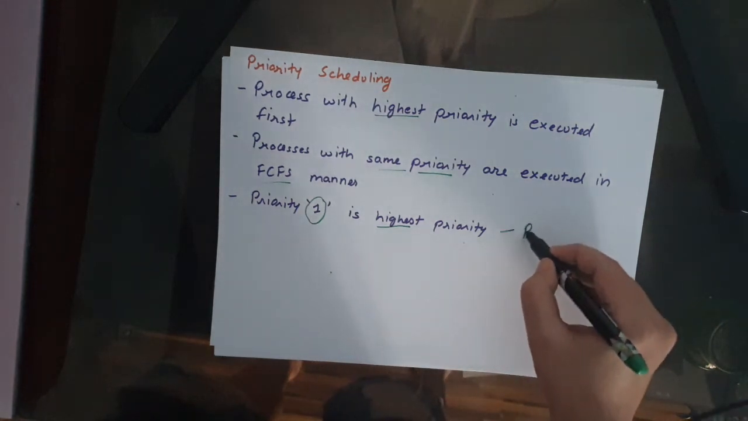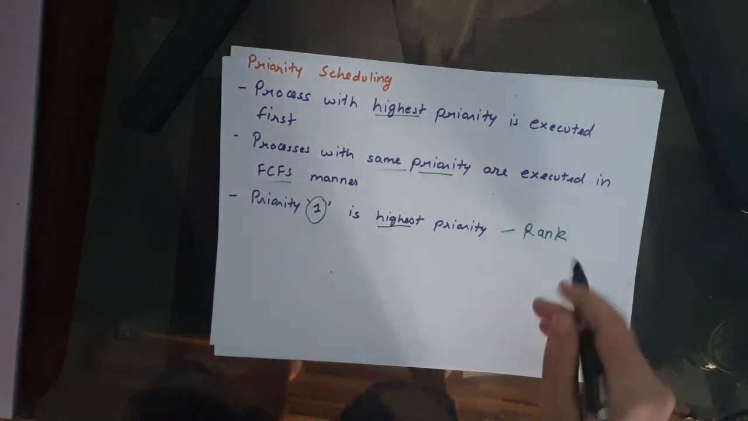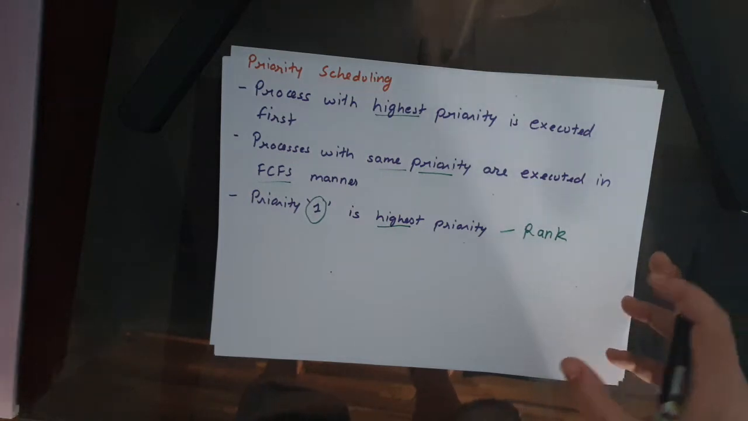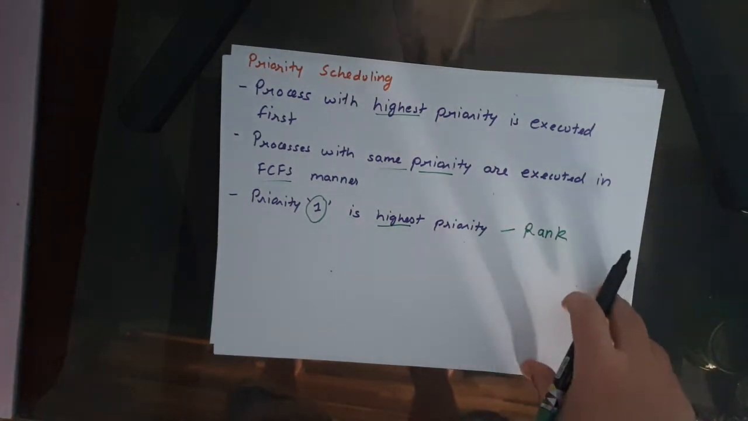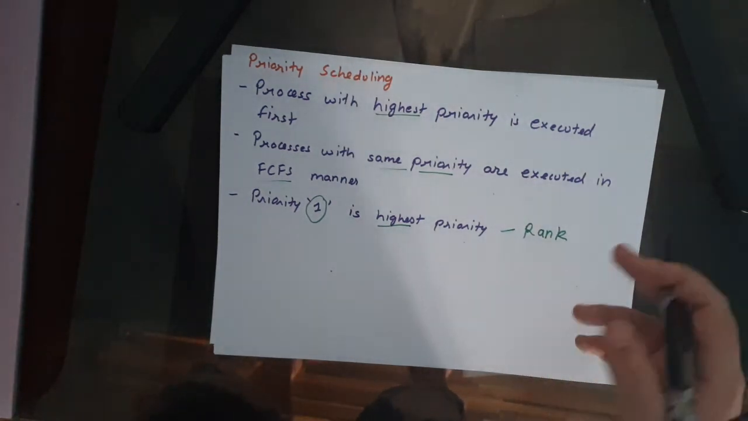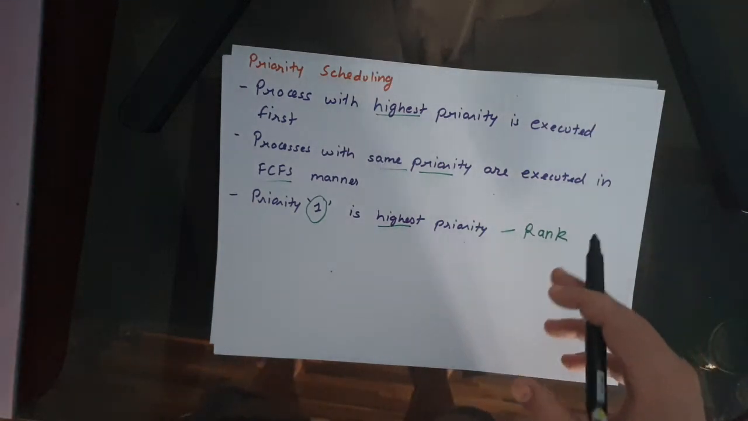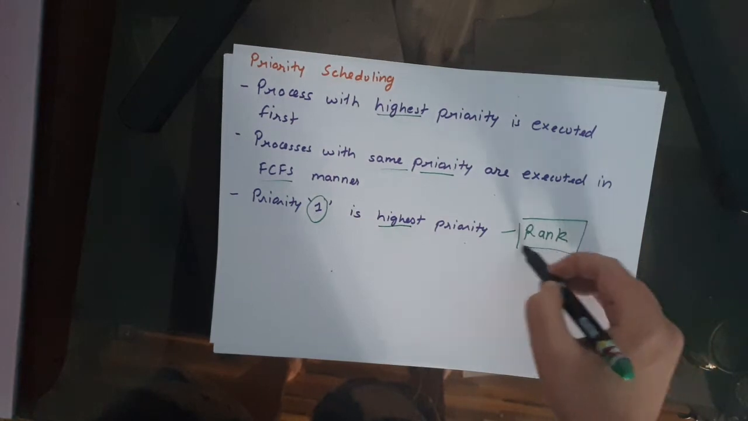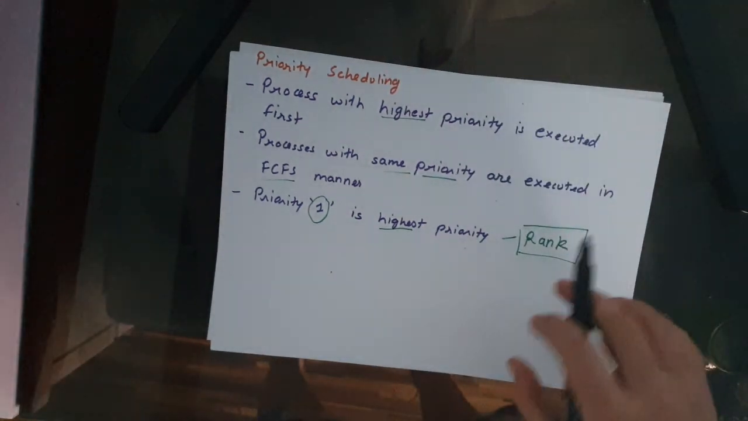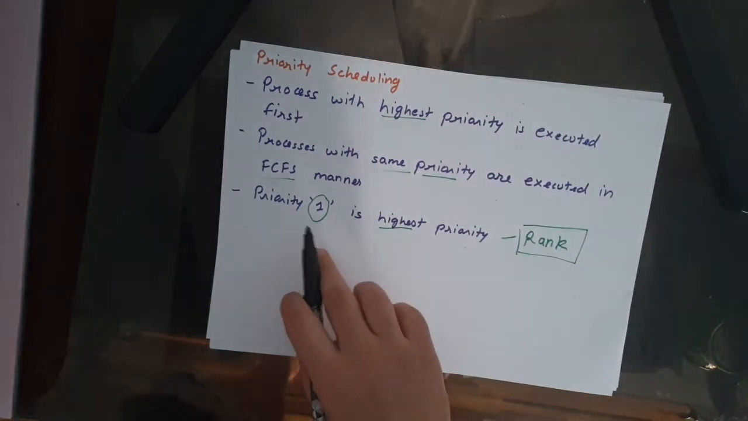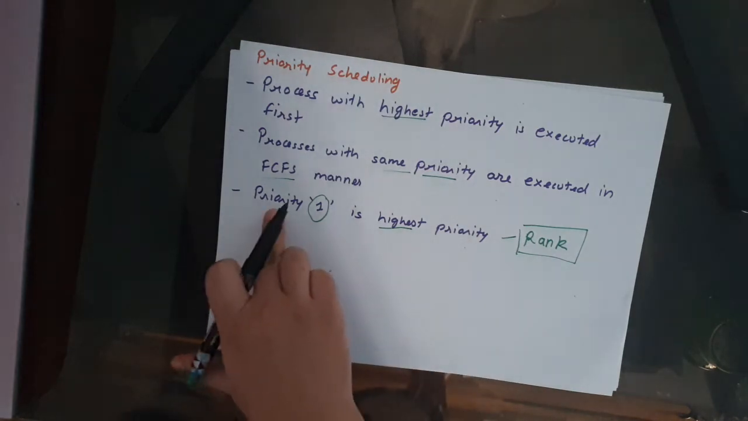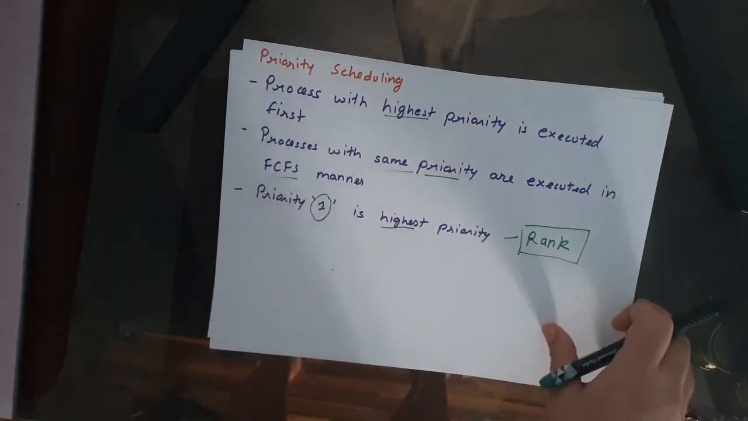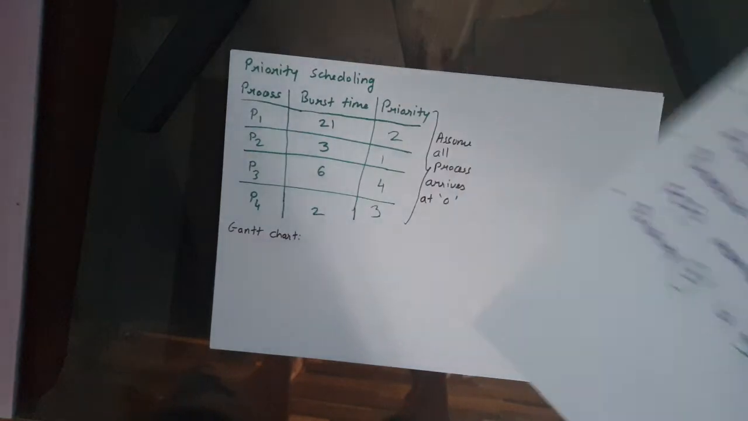We see the rank in schools. First rank is the best student, or the highest marks basically. Second rank is the second highest marks, and third rank is the third highest marks. So it works according to the rank system. So remember this priority: the lowest number is basically the highest when it comes to priority. So let's begin with an example.